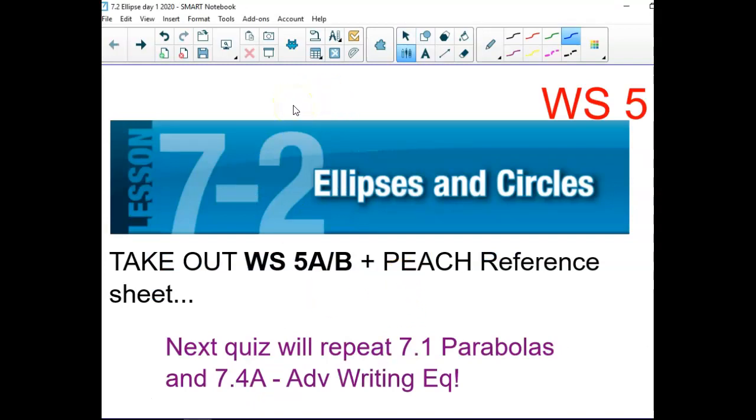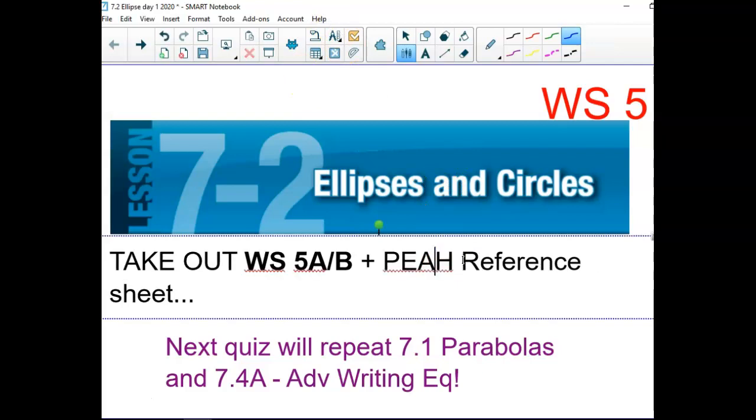Okay, did everybody get the peach sheet at the back? Was it pink? Yours was pink. Mine is peach for quiz purposes. It's pink. Okay, everybody got a pink reference sheet? All right, find ellipses on there. It's all the little ovals. Did you find them? Yeah.